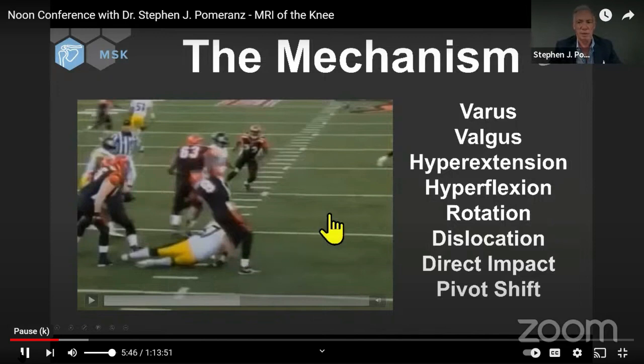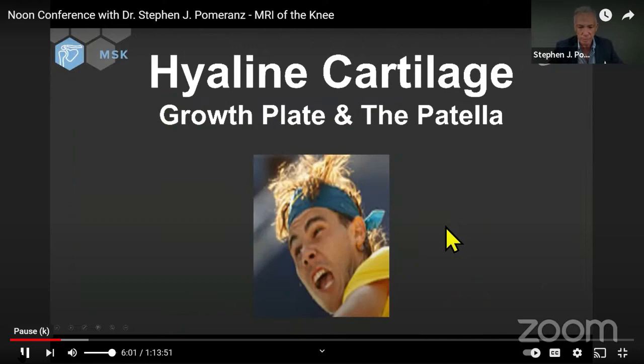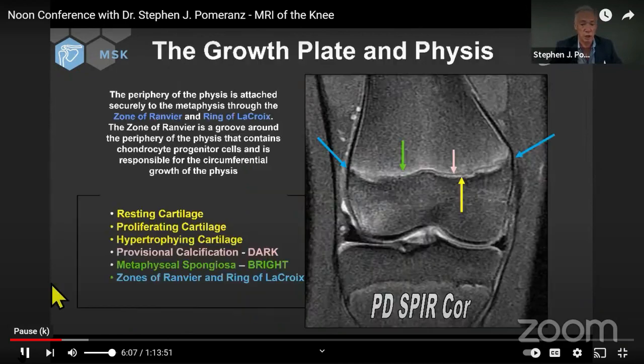And we'll see some examples of the pivot shift injury in a moment, but we'll talk about varus valgus hyperextension, hyperflexion, rotational injuries, knee dislocation. We may or may not get to that today. Direct impact and the pivot shift injury. So let's begin with hyaline cartilage. And I'm going to use the patella, and I'm also going to touch on the growth plate, since most people don't focus on it all that much, as pediatric radiology is an island unto itself.